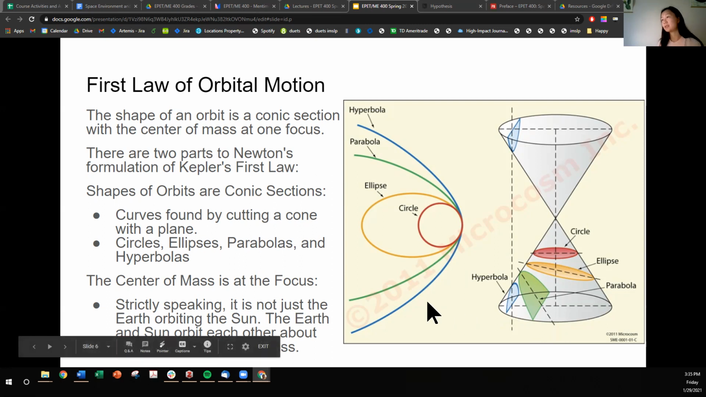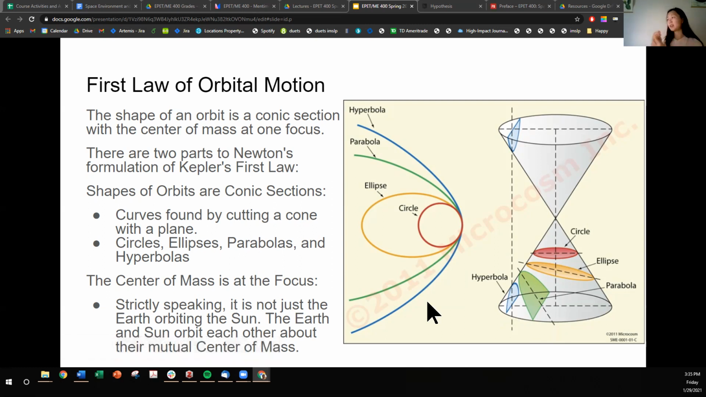Strictly speaking, it is not just the Earth orbiting the sun; the Earth and the sun orbit together. So the center of mass is not in the center of the sun. It is just slightly displaced depending on the mass distribution of the 2 bodies.